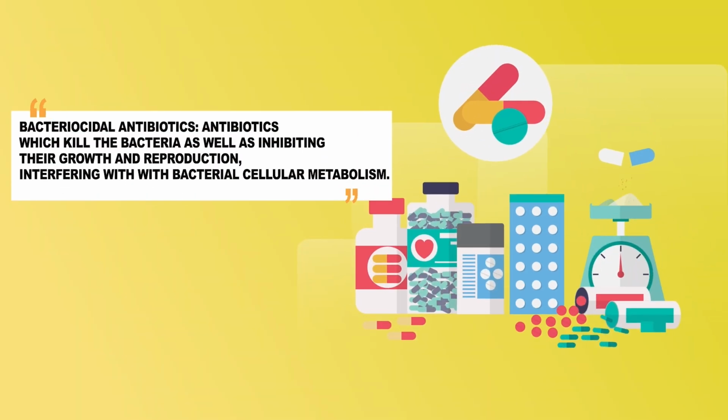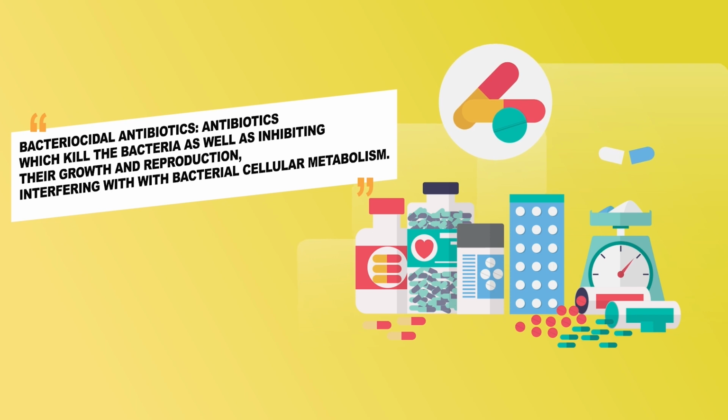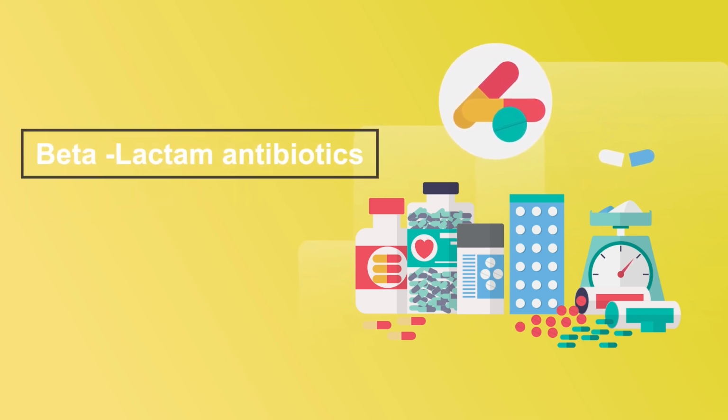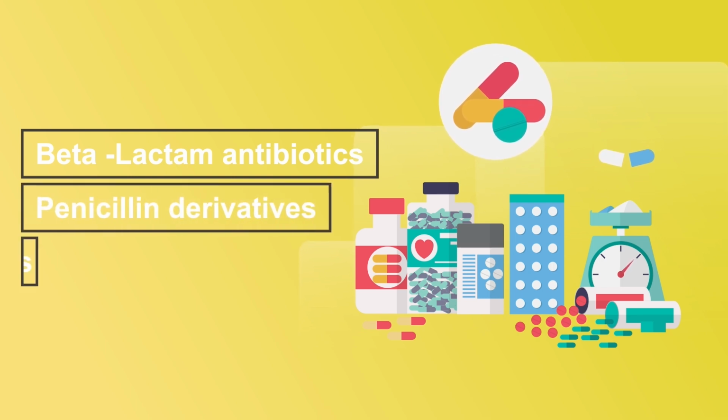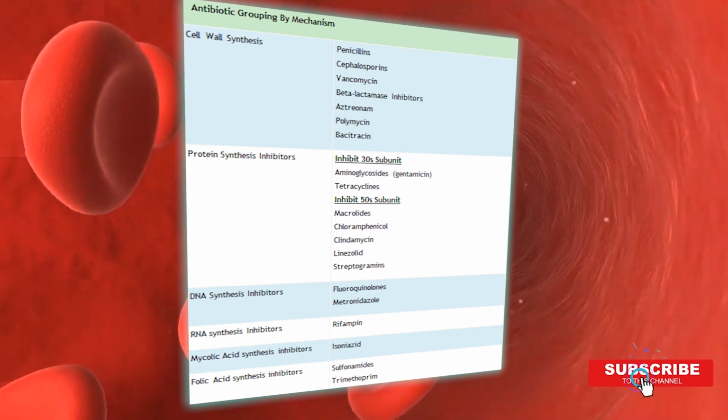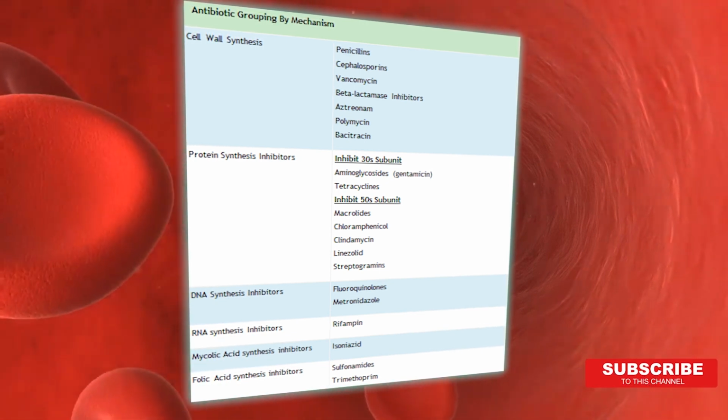The bactericidal antibiotics are, as the name suggests, antibiotics which kill the bacteria as well as inhibiting their growth and reproduction, interfering with bacterial cellular metabolism. Examples include beta-lactam antibiotics, penicillin derivatives, and cephalosporins. The table below suggests the grouping by mechanism of antibiotics.